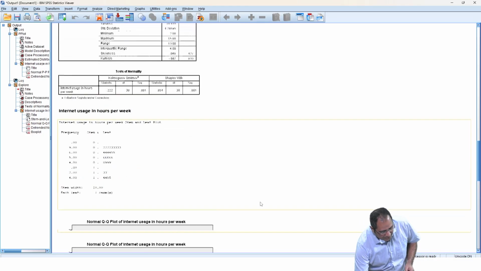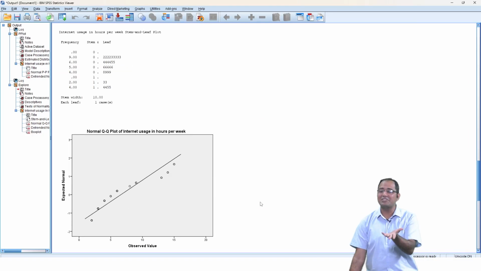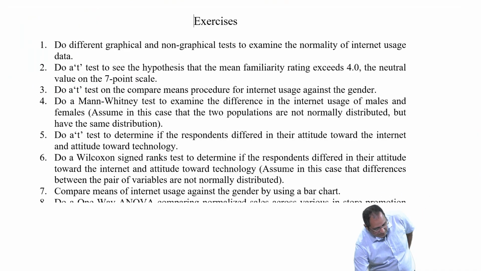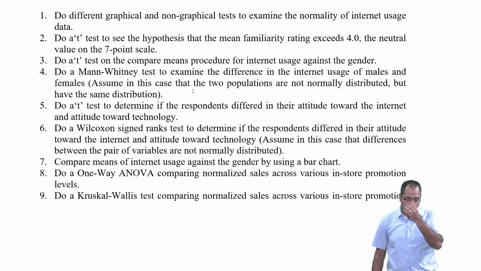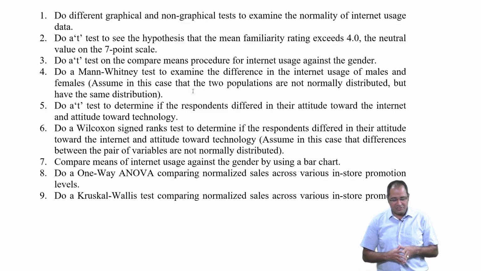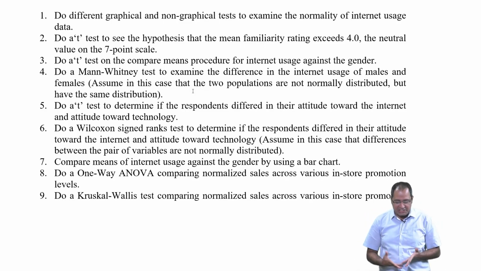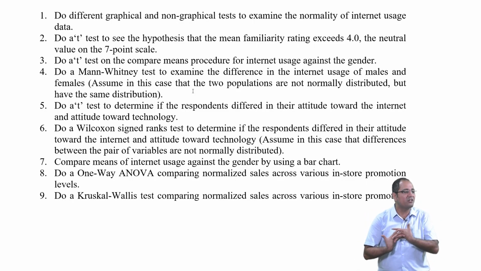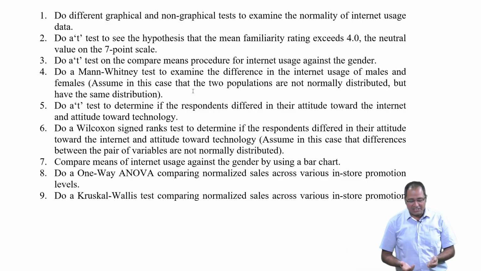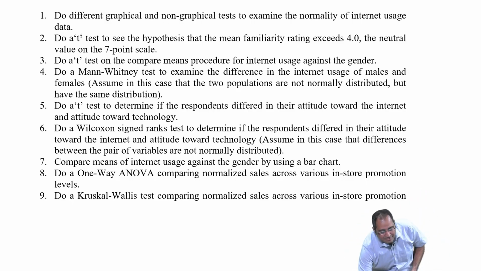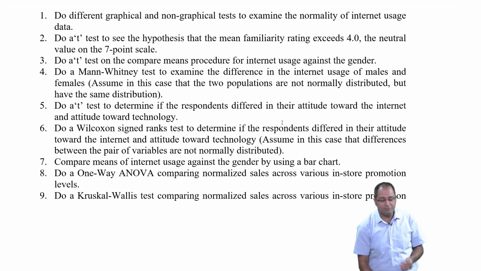So this is what we did. We need not do it because the sample size is 30. Now the next one is: do a t-test to see the hypothesis that the mean familiarity rating exceeds 4, which is the neutral point. Or let me simplify it: do a t-test to see the hypothesis that the mean familiarity rating is equal to 4.